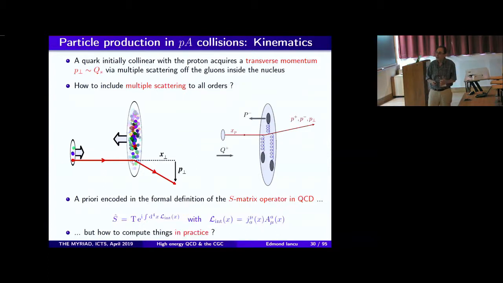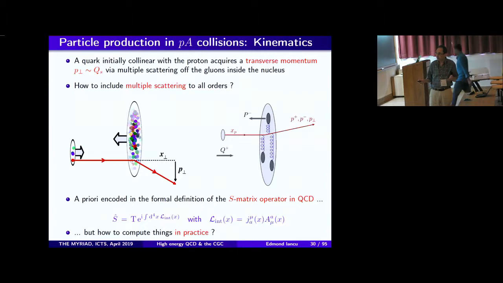Well, in principle, the full QCD formula includes that beforehand. The S matrix operator for a quark scattering in a field of gluons is formally given by this operator to all order interactions. So this is a time ordered product. This is the S matrix, a quantum mechanical S matrix in field theory, in the interaction representation. This is a time ordered product of the interaction Lagrangian.